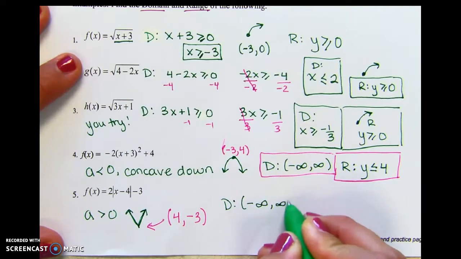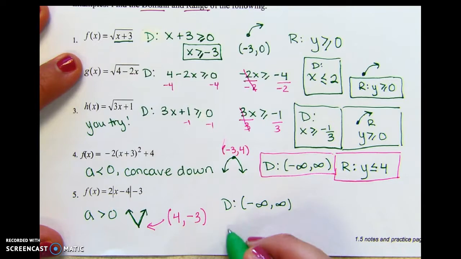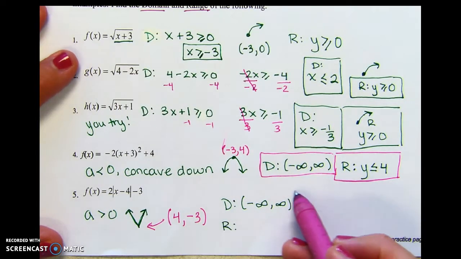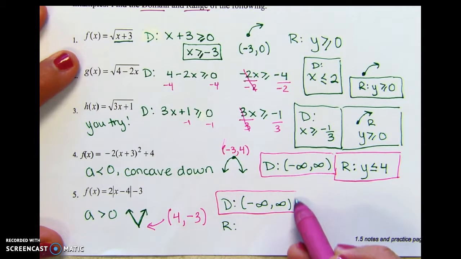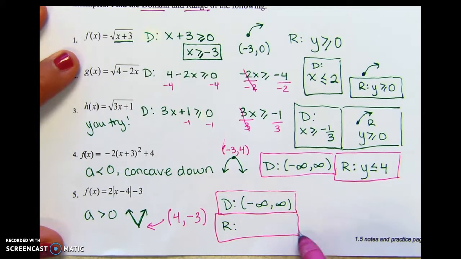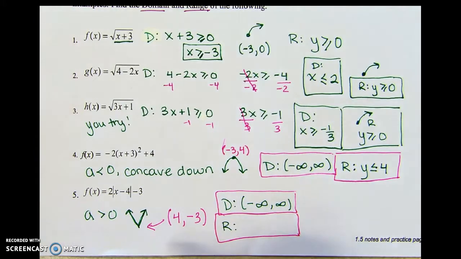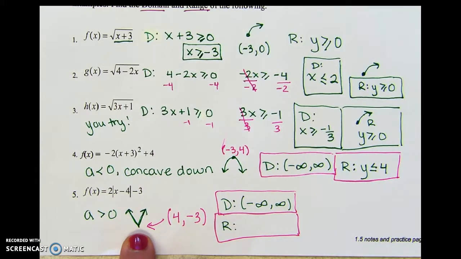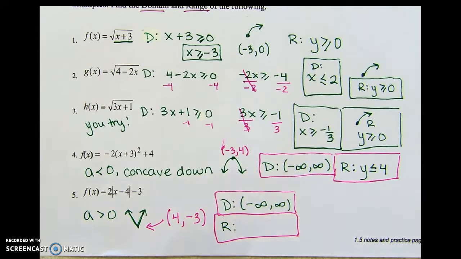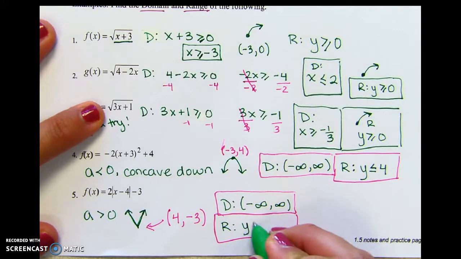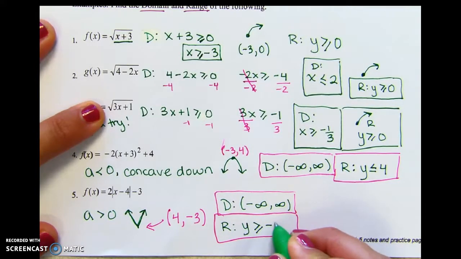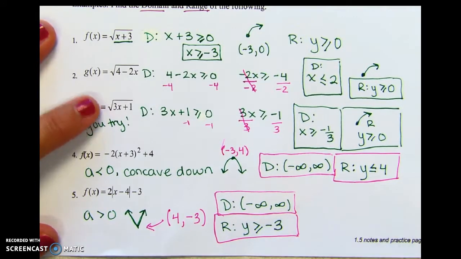Okay. Domain. Look at your notes. What's the domain of absolute value? All real x. And the range. Okay. Since it opens up, are all the y's going to be greater than or less than? Greater than, and what's our y value we're going to use? -3. So all the y's are greater than or equal to -3.